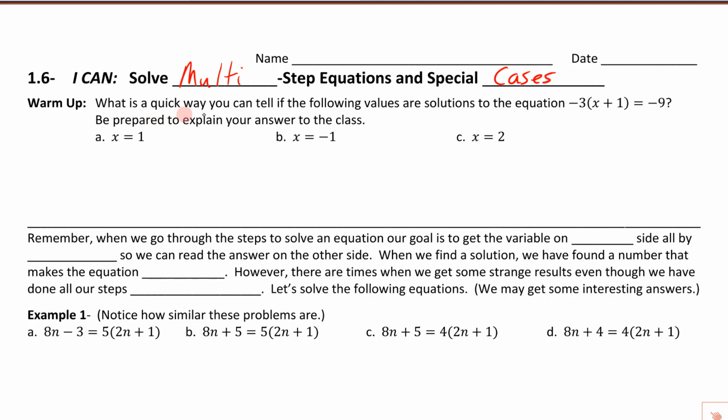It says, what is a quick way to tell if the following values are solutions to this equation? We've got one answer that says x equals 1, the other one says x equals -1, and one says x equals 2. Well, we could see which one is the answer by actually just going through and solving this.